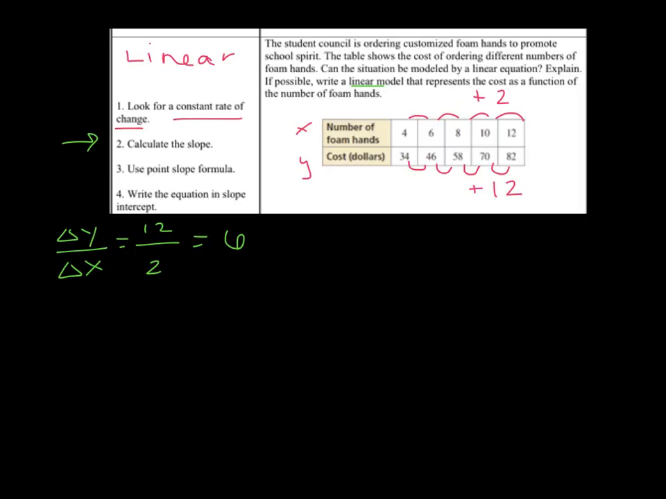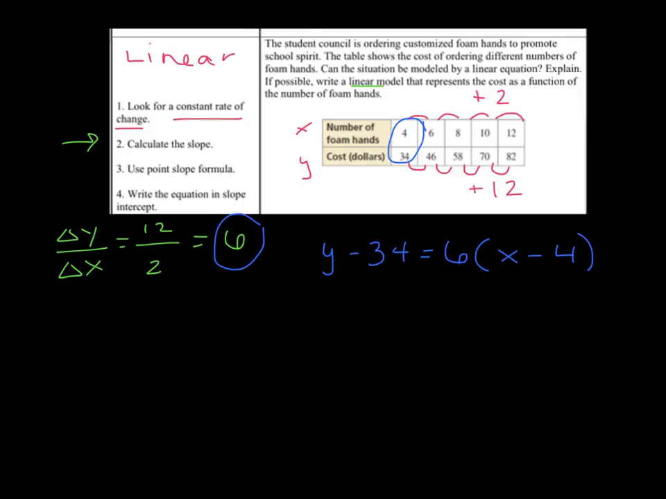Once you have your slope, then you can use one of the points from the table and your slope, and you can use point slope in order to find the actual equation. So remember, point slope is y minus y1, which in this case is 34, equals the slope, which is 6, times x minus x1, which is 4. Notice that I circled the point that I'm using and I circled the slope that I'm using. That way I don't mess up any of my data. Okay, I know where I'm getting my values from.